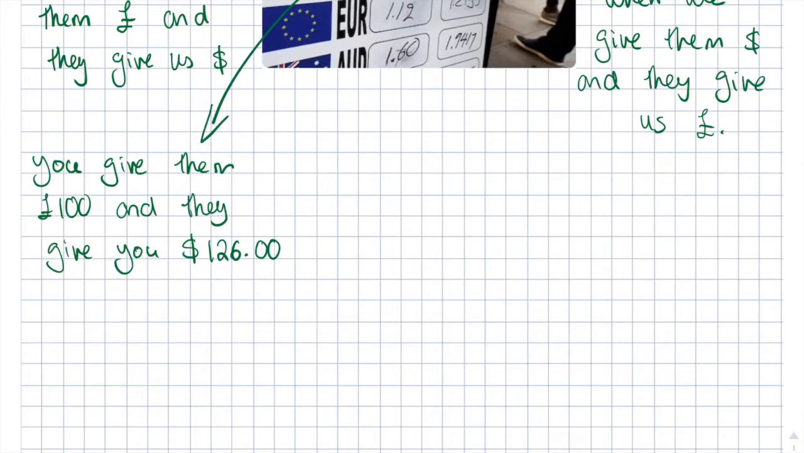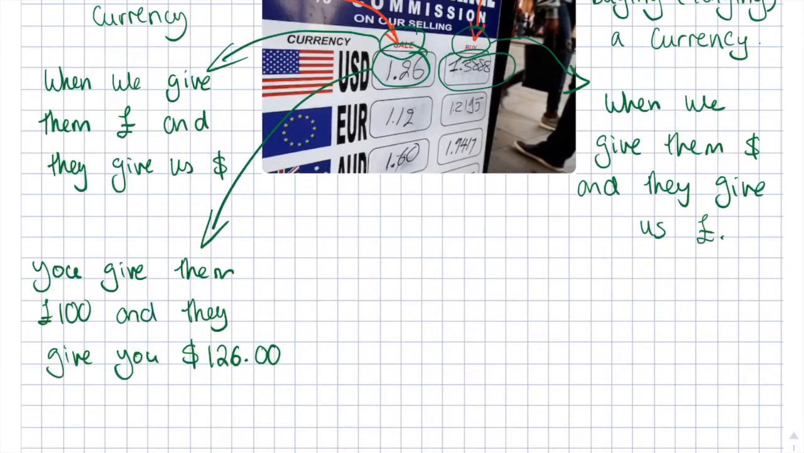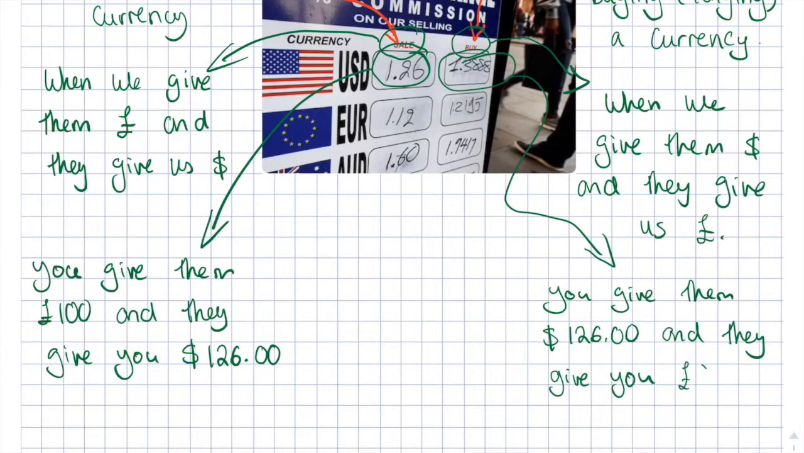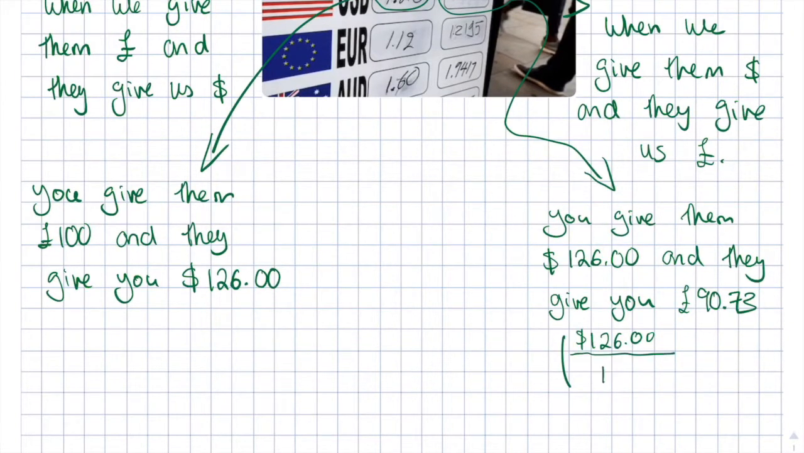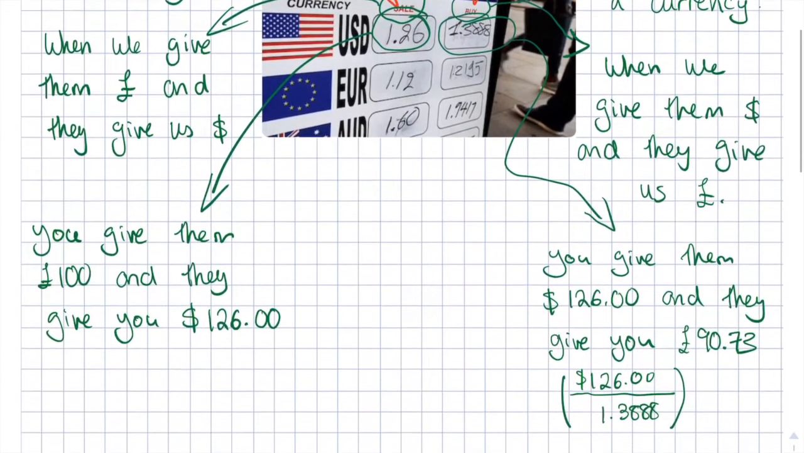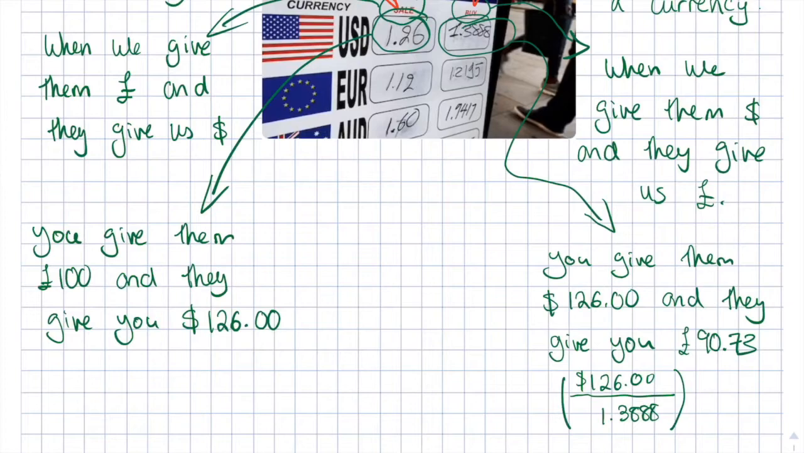Now, let's say you come back and you haven't spent that money, $126, and you give them back their $126 and you want pounds back. They will give you not £100 back, they will give you £90 and 73p. And this comes from $126 divided by the new exchange rate, which is 1.388. And that will give you £90 and 73p. So you can see that you're making a loss of around £10. And this is how they make their profit from you.